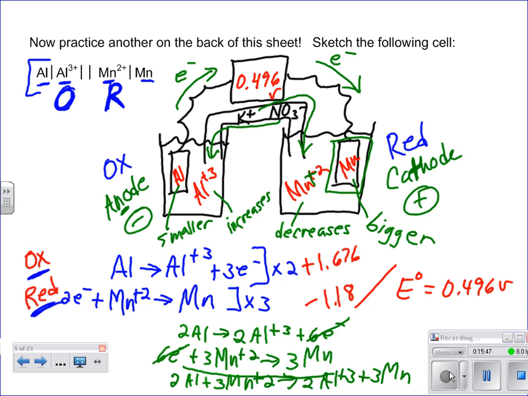So I think that covers everything. That should do it. That's how you draw voltaic cells.